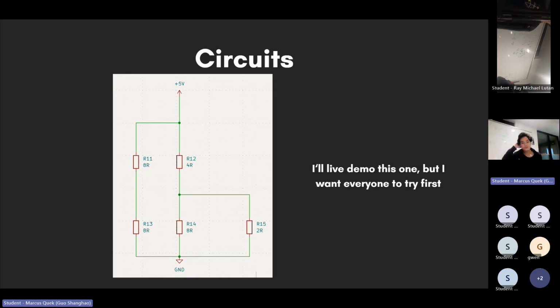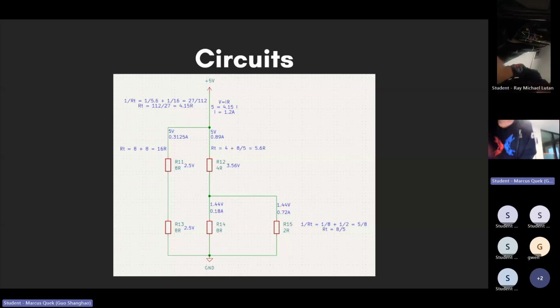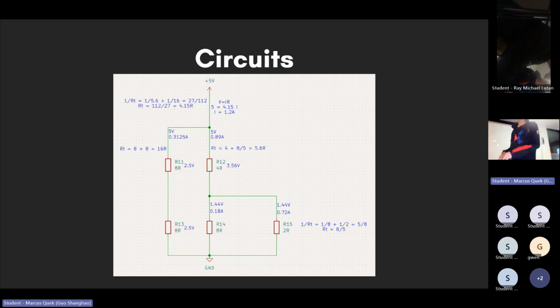Okay, so for those who have tried, here are the answers. Okay, I'm going to work through it on the board slowly. Joel, do you want a picture of your working? Okay.